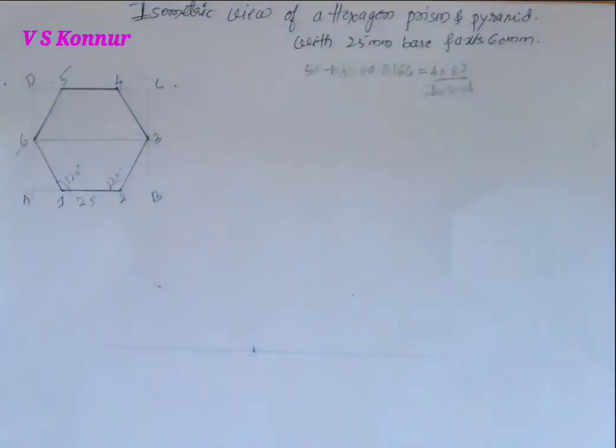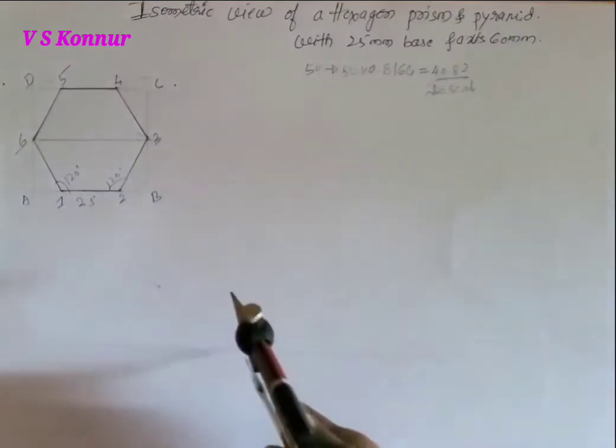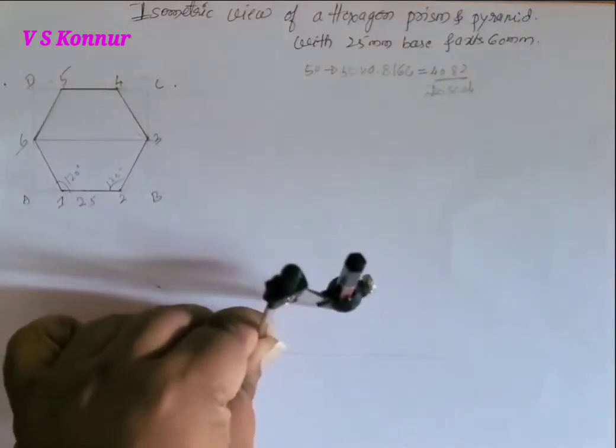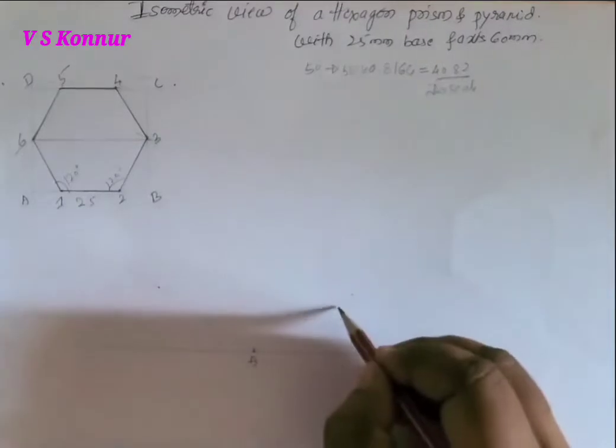Now, that distance we have to take from the divider. That is 40.82. It is nothing but 41. You can take. Then first we have to mark A point on horizontal line. A to B distance we have taken. So by keeping at A point, cut B point, that is 40.82. So B point we got here.